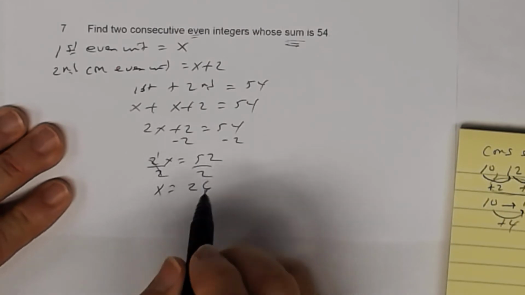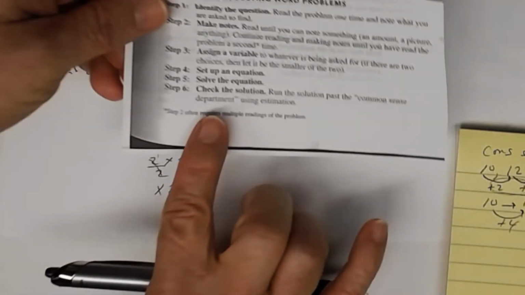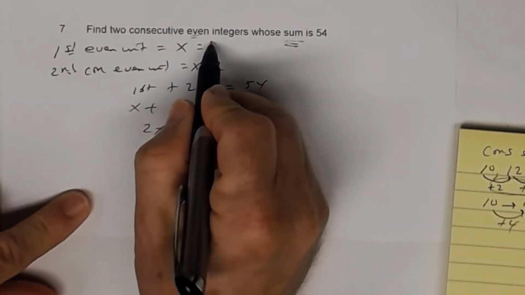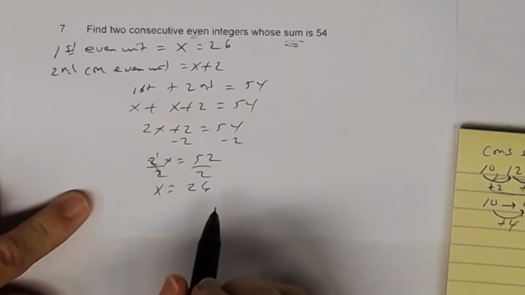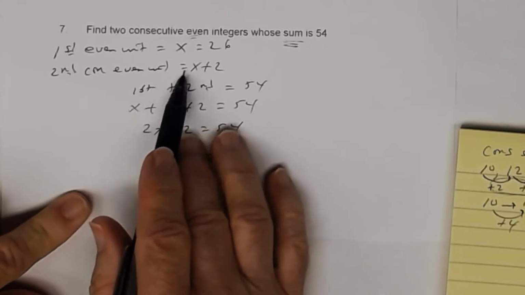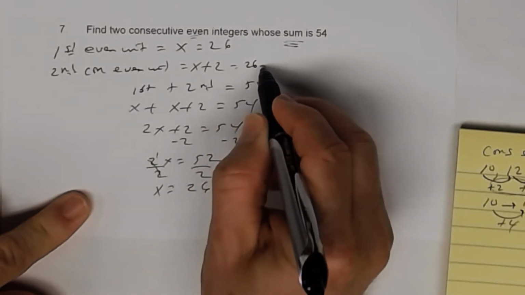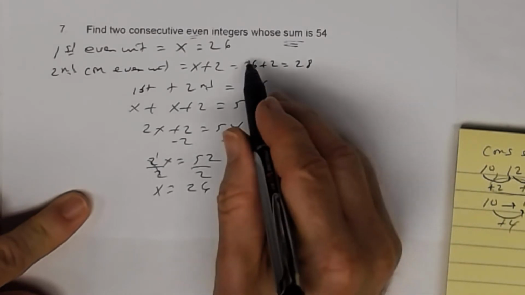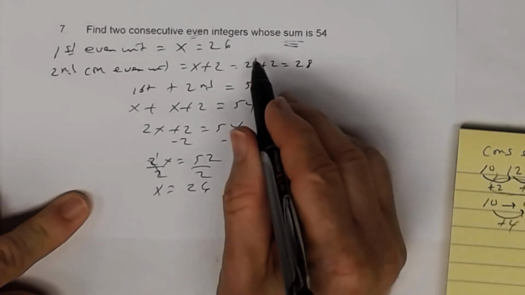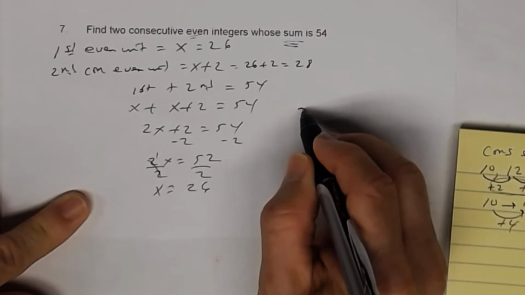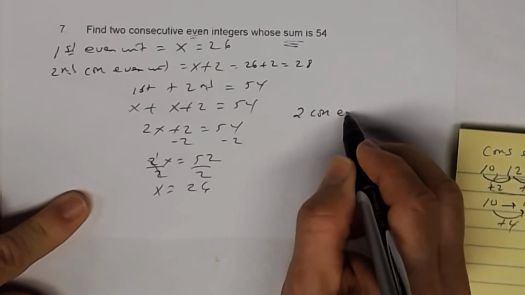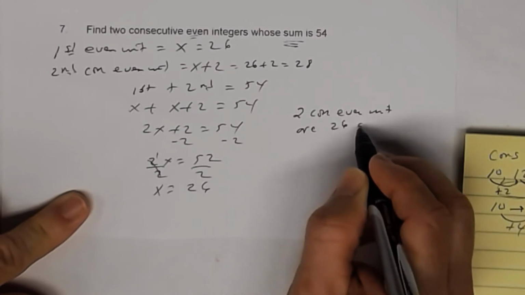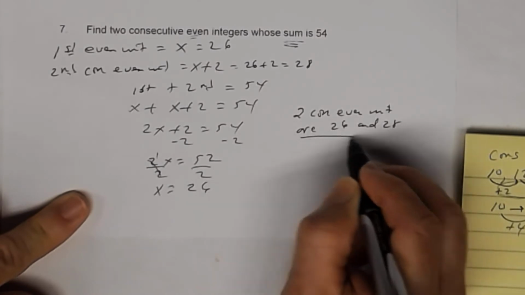Remember step 6? Check to make sure it makes sense. Well, that better be even, right? Because that's what I called it, and my x was an even integer. Then my next consecutive even integer is going to be 26 plus 2, which is 28. And so the two consecutive even integers are 26 and 28.